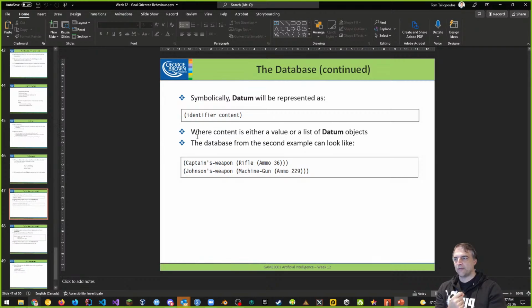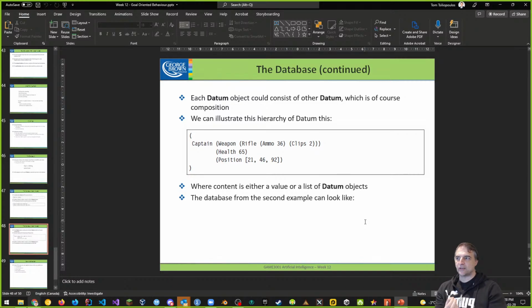And the database, from the second example, can look like, let's say, the captain's weapon, maybe the rifle, right? And the rifle has a content, which is ammo. But ammo itself is a piece of datum that also has a value, which is 36. So the rifle has ammo, but ammo has a value, right? And same thing with Johnson's weapon. Johnson's weapon might be a machine gun, that's in the database, and it has an ammo value of 229, right? So ammo is the datum that's inside of the machine gun. So you can almost have nested pieces of data, if you will, okay? So kind of neat. Each datum object could consist of other datum, which of course is composition.